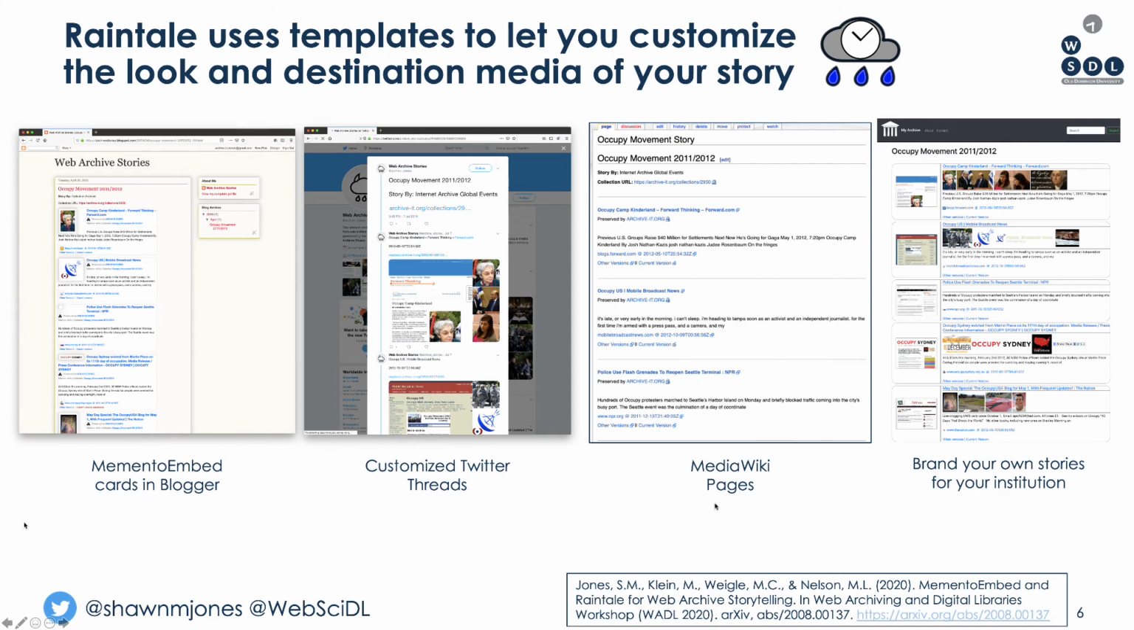Raintale uses templates to let you customize the look and destination media of your story. You can go ahead and produce MementoEmbed cards and post them to Blogger, or you can create customized Twitter threads, or you can take the output of Raintale and put it into MediaWiki pages. But more powerfully, you can brand your own stories for your institution, as you see on the far right. We have a variety of components that we can add to the story, and we can put our own branding on the finished product, and thus feature your collections the way you want to.